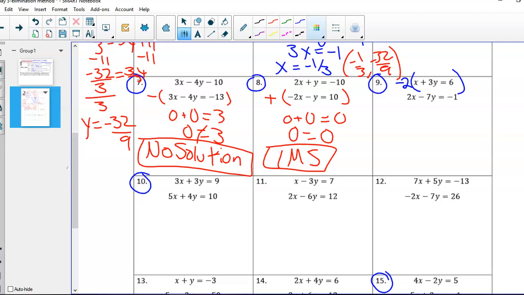I'm going to rewrite this one down here. So negative 2x minus 6y equals negative 12. Now do we have a variable with the same coefficients or the same number? Yes. So how would we get rid of this? Would we add or subtract? Add.